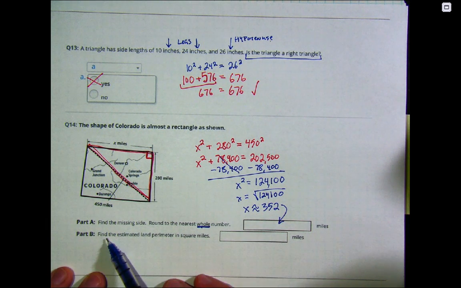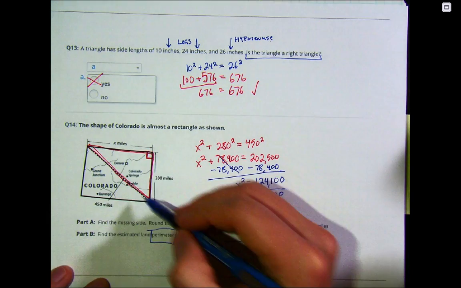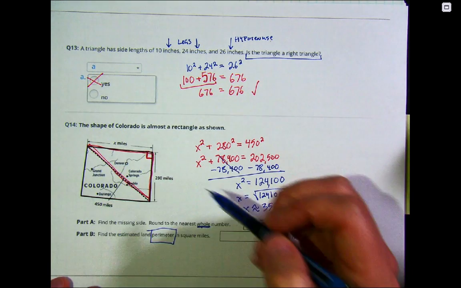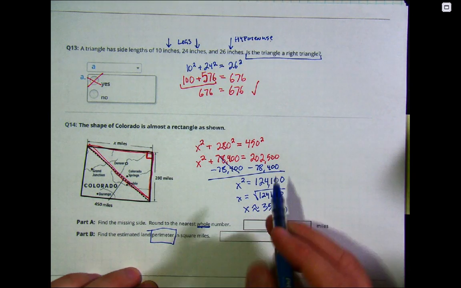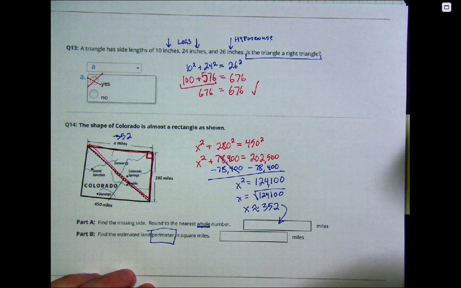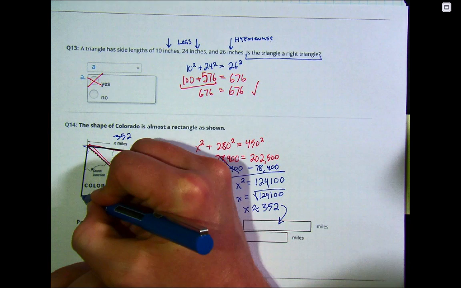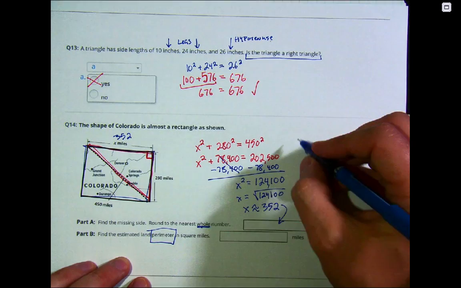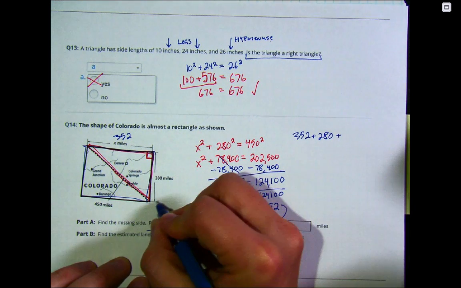Then find the estimated land perimeter. So once you know the dimensions, we could find the area of the state of Colorado. We could find the perimeter of the state of Colorado. We could do all kinds of things here. So this follow-up question is basically going to say, now that you know this, what's the perimeter? Well, the perimeter is this plus this plus this plus this, isn't it? So it's 352 plus 280 plus another 352 plus another 280.